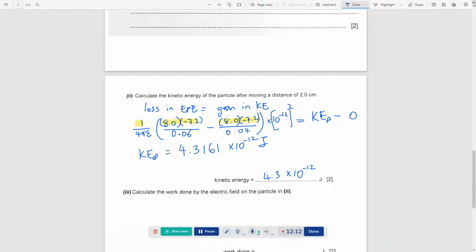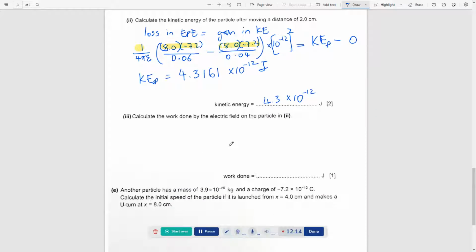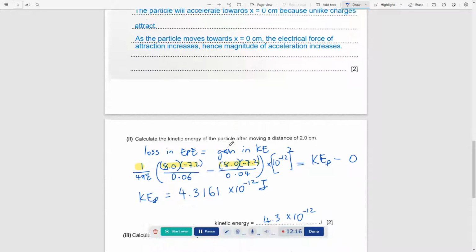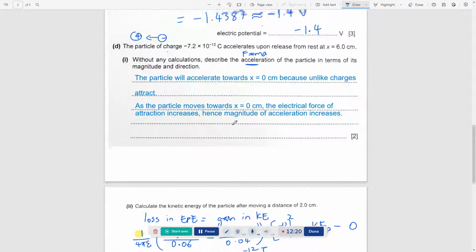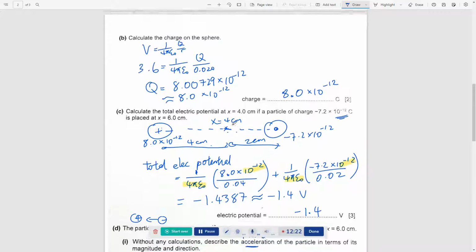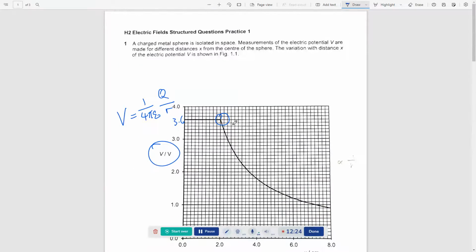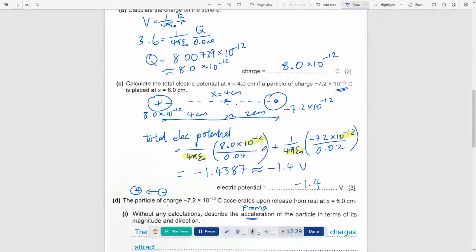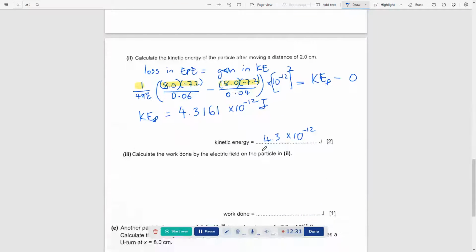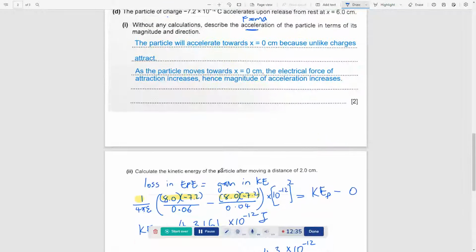Calculate the work done by the E field on the particle in part 2. Okay, so the gain in the KE or the loss in EP will actually be the same as the work done by the E field. So basically, it is more of the same. Okay, it's actually more conceptual.